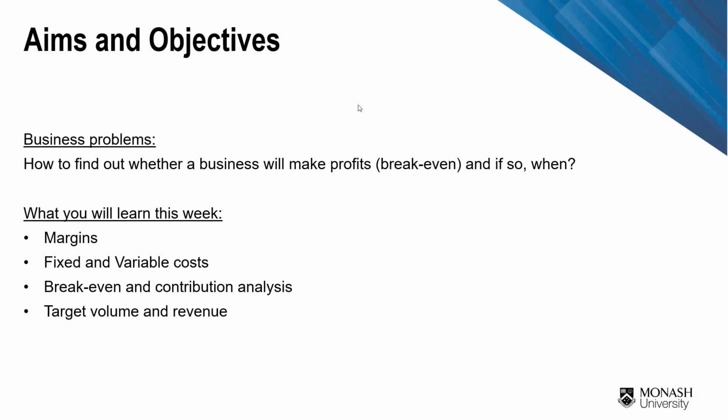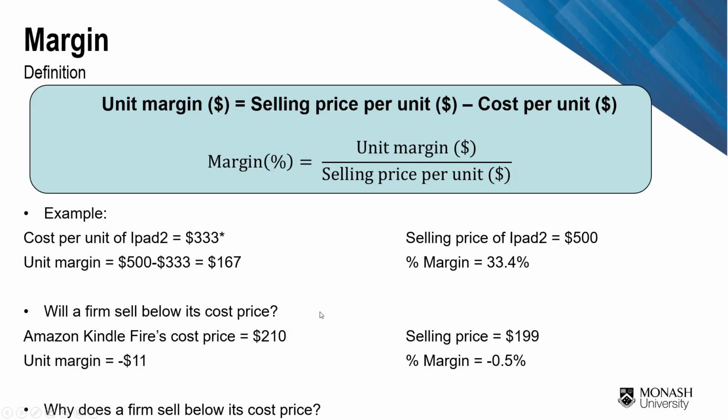Now in this lecture, we are going to talk about profits and pricing. So how do we actually make money? What's my minimum size of making money and so on. So we're going to talk about margins. We're going to talk about fixed costs and variable costs. The third one will be the break-even and contribution analysis. And the last one will be target volume and revenue. So let's get started.